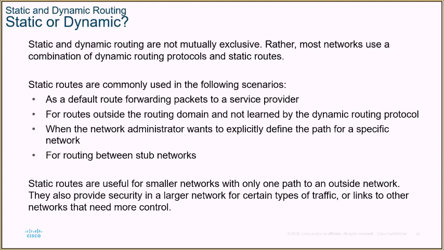Static routes are commonly used in the following scenarios. To create a static default route, you need to have at least one static entry. For routes outside the routing domain not learned by dynamic routing, you might want to put in a specific static route. When the network administrator wants to explicitly define the path for a specific network, and for routing between stub networks. Static routes are useful for smaller networks with only one path to the outside world. They also provide security in a large network for certain types of traffic or links to other networks that need more control.